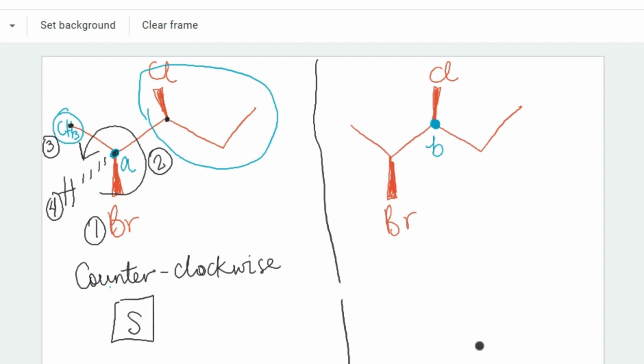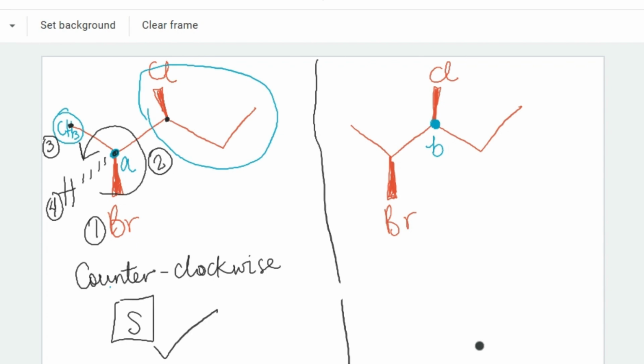But of course, we have to now make sure that we don't have a situation where there is a reverse configuration. So we see that hydrogen is the fourth priority, and it has a dashed form, meaning it's going backwards, away from me, away from you guys, away from the book, away from the screen. So that means we're going to stick to this, and there is no situation of reverse. And the configuration of the chiral center A is going to be S.